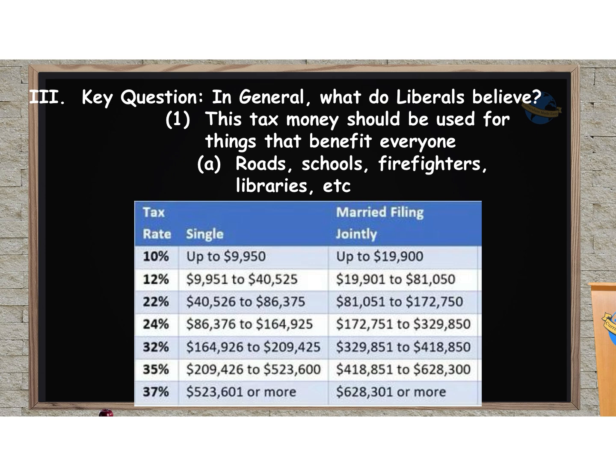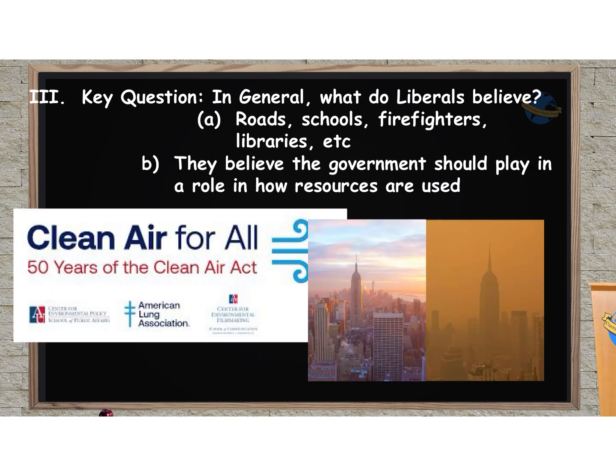This is because the government wants to create an incentive for people to be married. They think it's good to have people married, so they use the tax code to incentivize that. In general, liberals also believe the government should play a role in how resources are used. A great example of this is the Clean Air Act.